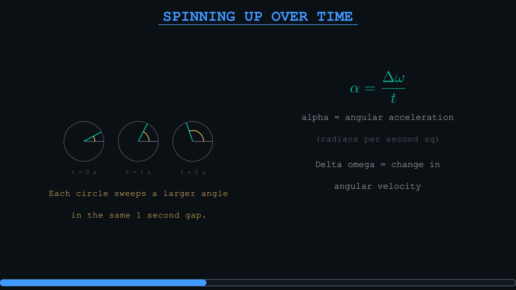Angular acceleration is the rate of change of angular velocity. Alpha equals the change in omega divided by time. In the diagram, each snapshot sweeps a bigger angle than the last in the same 1-second gap, showing the rotation is speeding up. This applies directly to spinning components like turbine rotors during spool-up.